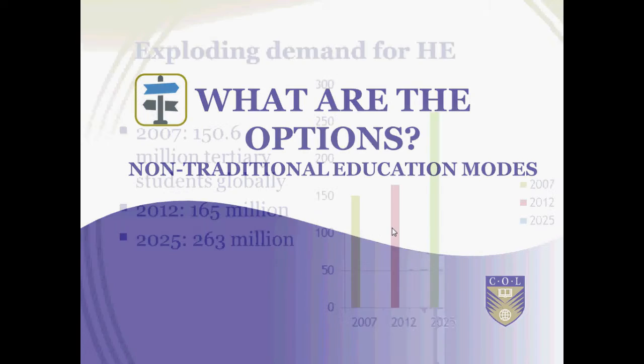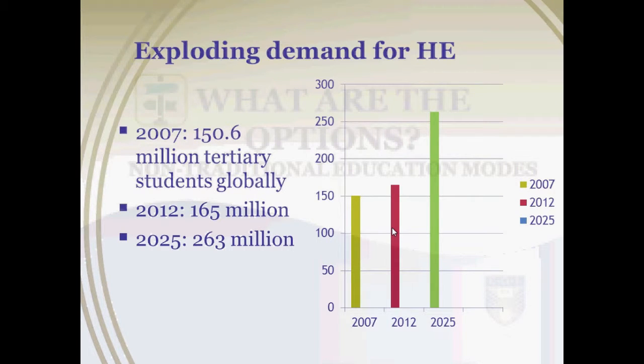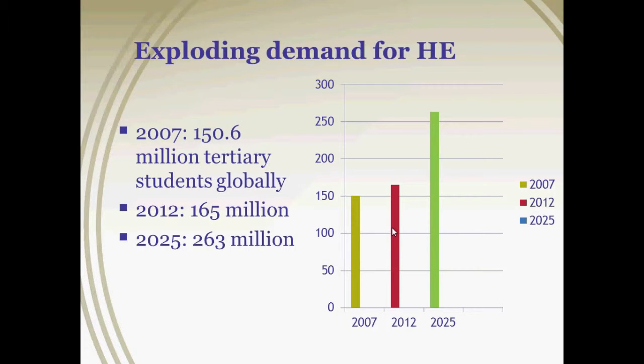In the previous decade, we have seen an unprecedented demand for higher education. In 2007, there were 150 million tertiary students globally. We find that the numbers have increased to 165 million in 2012, and this is expected to rise to 263 million by 2025.